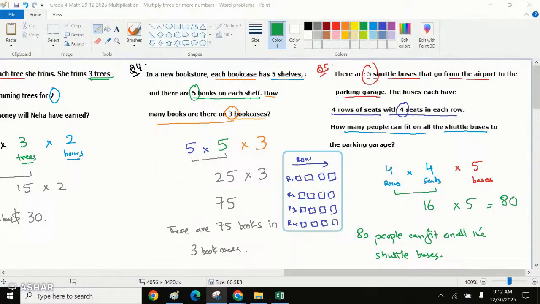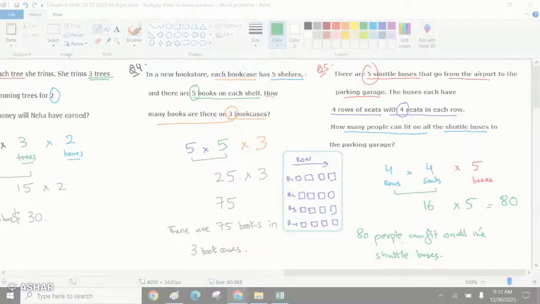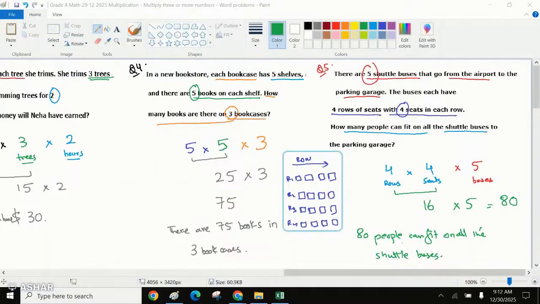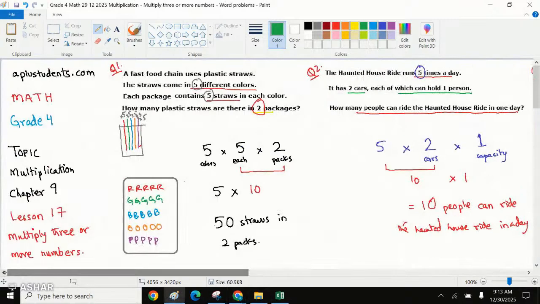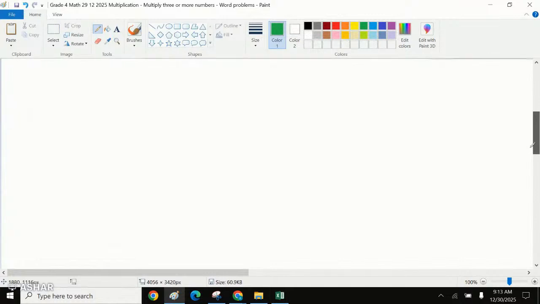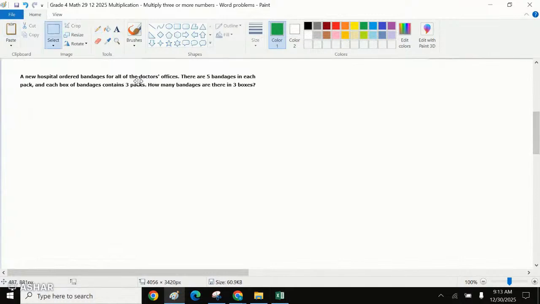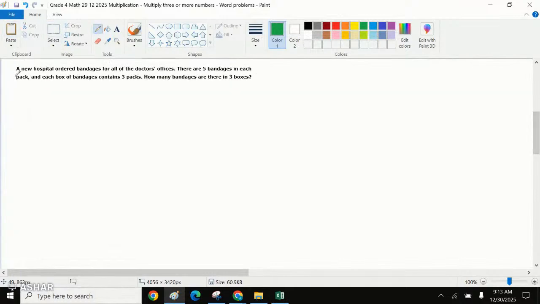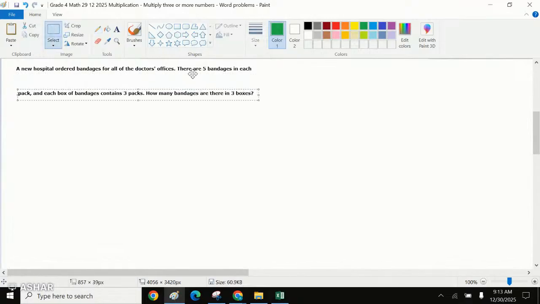The next question says, a new hospital orders band-aids for doctors. Okay, let's see. I'll just copy this. The next question is question number 6. Let me align this first. Just a minute, please. I'll just align so that it's readable and we have enough space.